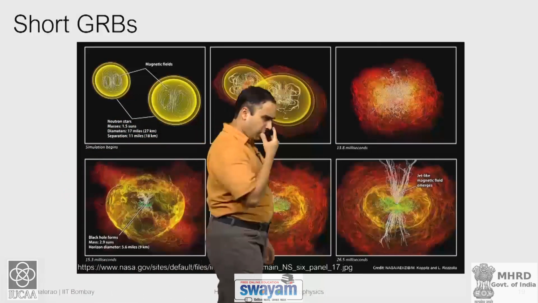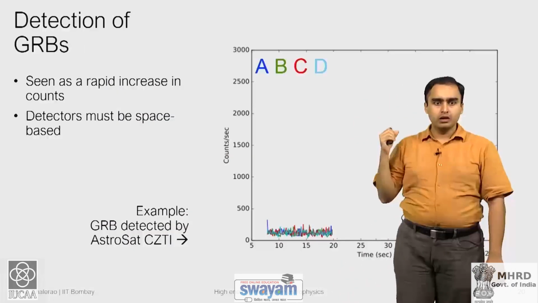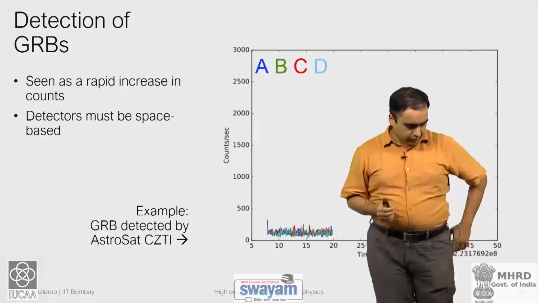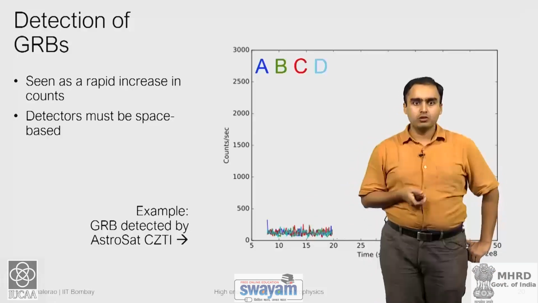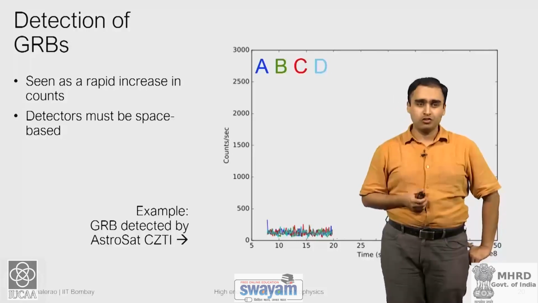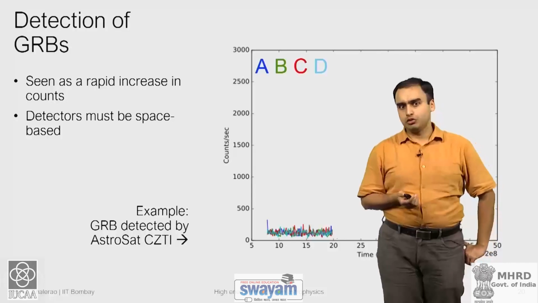So, what does a GRB look like? How do you actually detect one? So, I will show you an example here. What I am going to show you now is what data from one of the instruments on AstroSat looks like. This is an instrument called CZTI, the cadmium zinc telluride imager on AstroSat, and it has detected close to 200 GRBs in 3 years of operation.